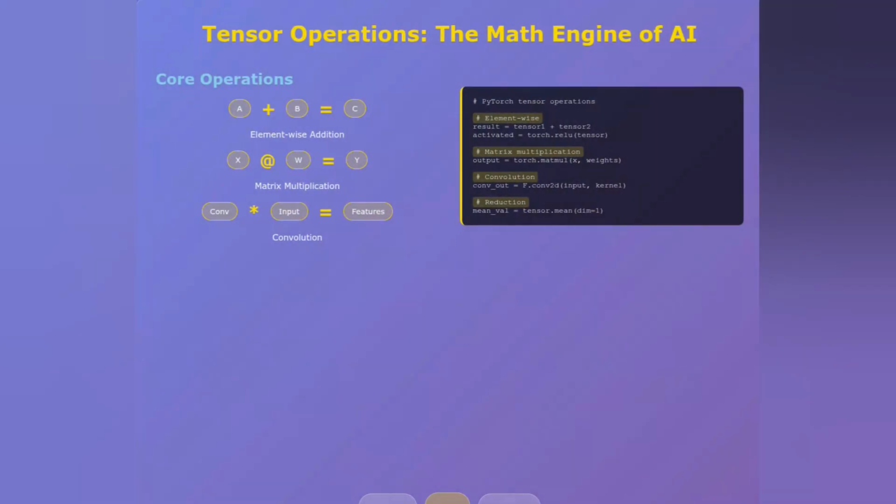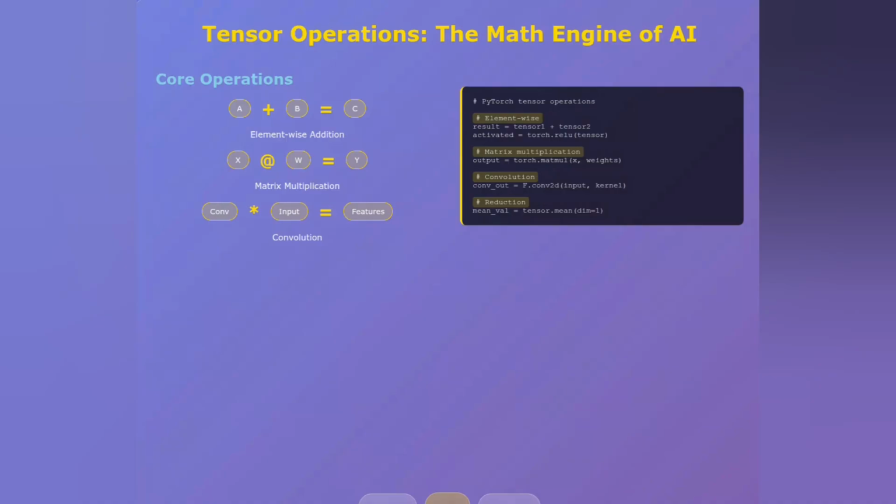Now, let's talk about the operations that make AI tick. These tensor operations are literally the building blocks of every AI model. Element-wise operations. These happen between corresponding elements, adding two tensors of the same shape, applying activation functions like ReLU, or computing square differences. Matrix multiplication, MatMul. This is the heart of neural networks.